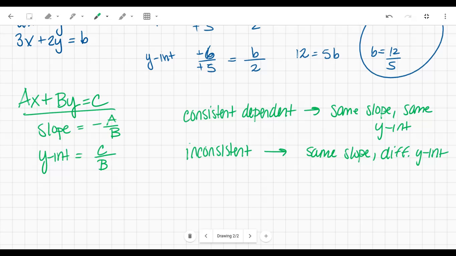Okay, so set up the slope, set up the y-intercepts. It's always going to be that cross multiplying there. Okay. All right. Our last one.